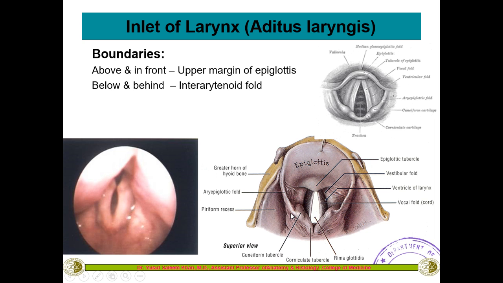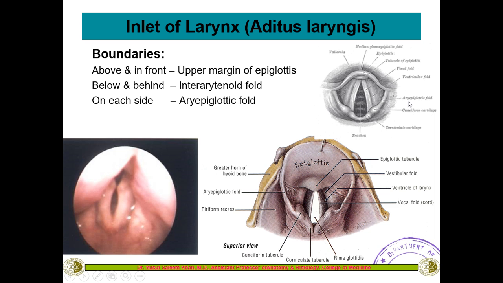So the two arytenoid cartilages with the fold of the mucous membrane will form the posterior boundary. And on the lateral side, there is a mucosal fold which extends from the epiglottis to the arytenoid. This is called the aryepiglottic fold. So this is the aryepiglottic fold on either side. So this is the aryepiglottic fold on the other side. So here you can see, this is the aryepiglottic fold.